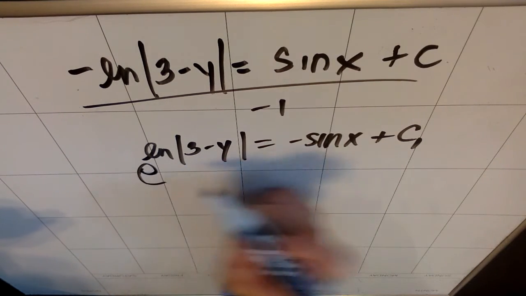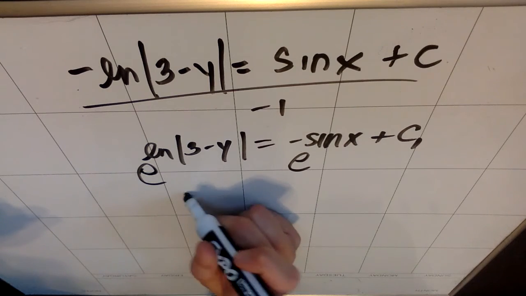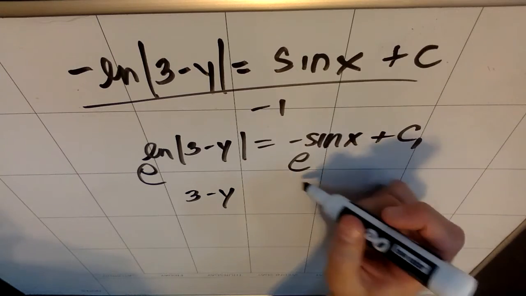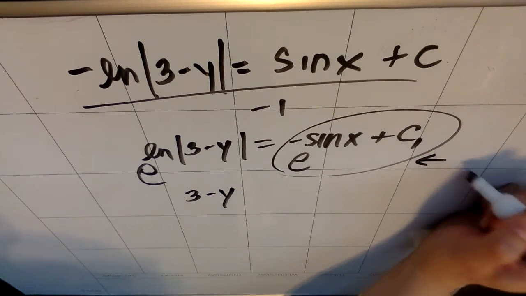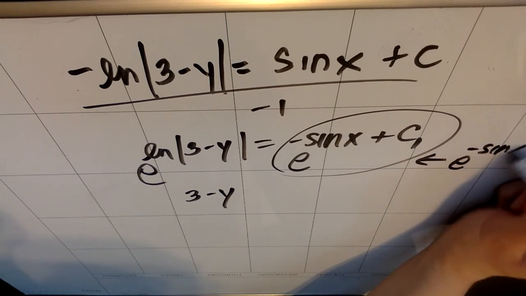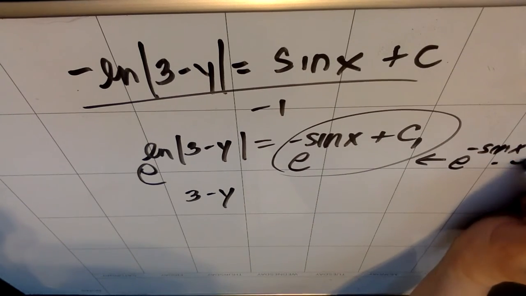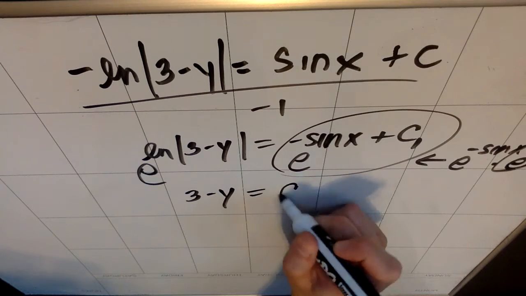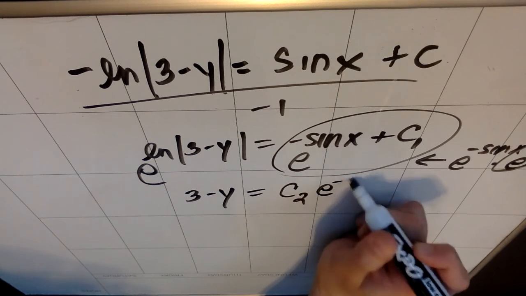Then I could exponentiate, right? And if I do that, I'm going to get that this is 3 minus y, and I'm going to go ahead and get rid of the absolute value, because I'm going to use that shortcut that I talked about a second ago with the natural log to recognize that e to the negative sine of x plus c sub 1 is the same as e to the negative sine of x times e to the c sub 1, which I could just call a new constant. So I'm going to say that equals c sub 2 e to the negative sine of x.